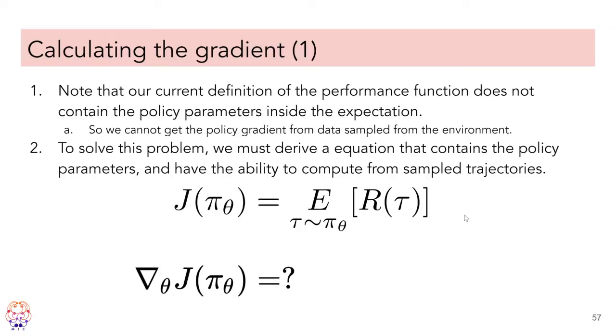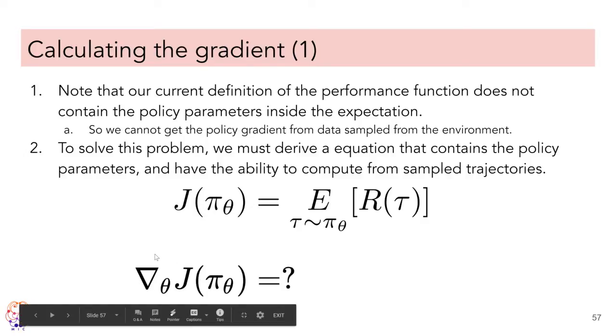So how do we actually calculate this gradient? Well, to do that, we have to derive some formula. First we start off with the definition of the performance function, which is the expected return over the trajectories sampled by the current policy. So we just try to estimate what this policy currently values at. And so to update it, we need to find what is the derivative of that.